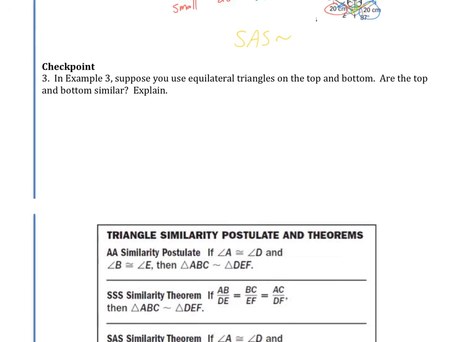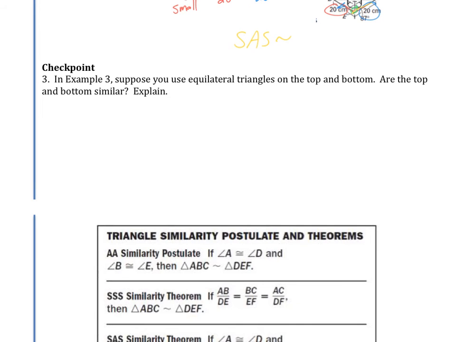Checkpoint 3, in example 3, suppose you use equilateral triangles in the top and bottom. Are the top and bottom similar? So we had equilateral triangles. So let's say we have two triangles. One is bigger, one is smaller, but they're both equilateral. Okay? The easiest way I can think of is, if it's equilateral, what do you know about it? Well, we know that all the sides are equal, and all the angles are going to be 60, because all the angles have to be the same.